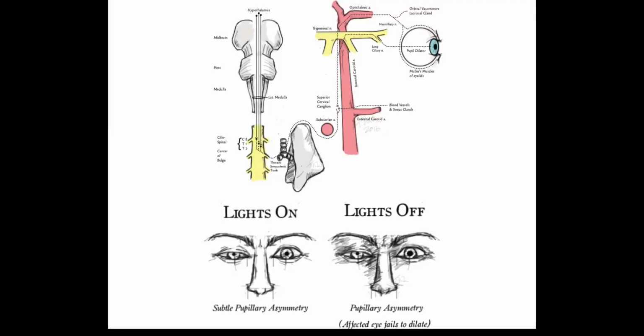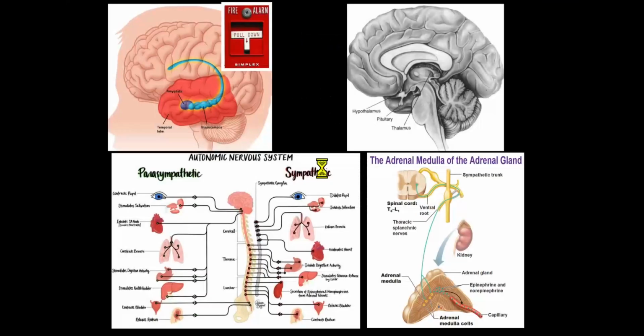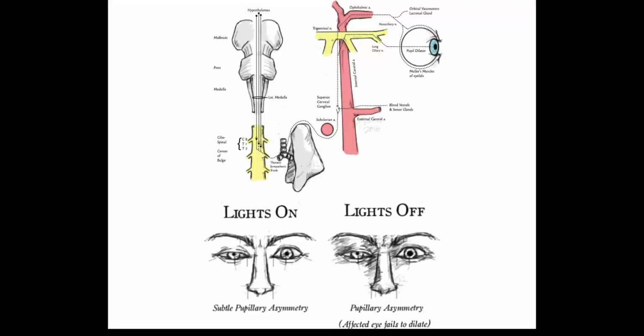Now let's talk about a focal dysfunction of the sympathetic system. And so remember that here we have the pupil, which is dilated by the sympathetic system, but it is remarkably complex how your sympathetic system dilates your pupil. It's a 3-order neuron chain.